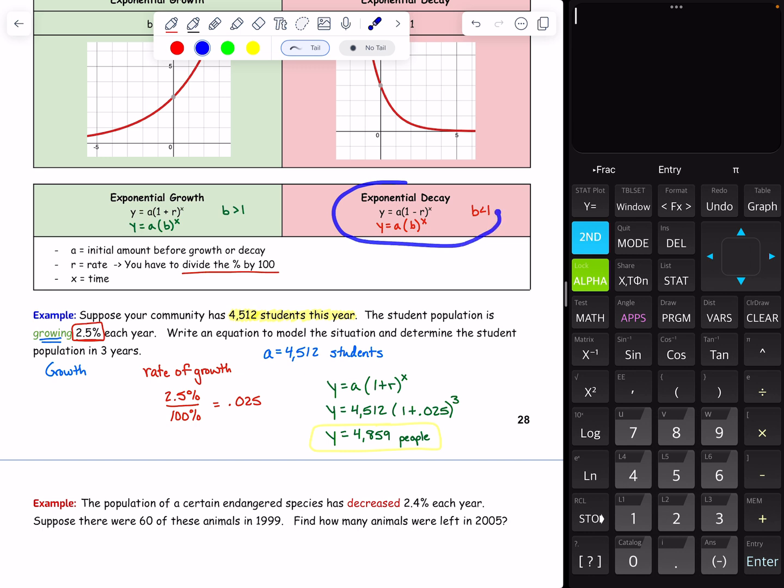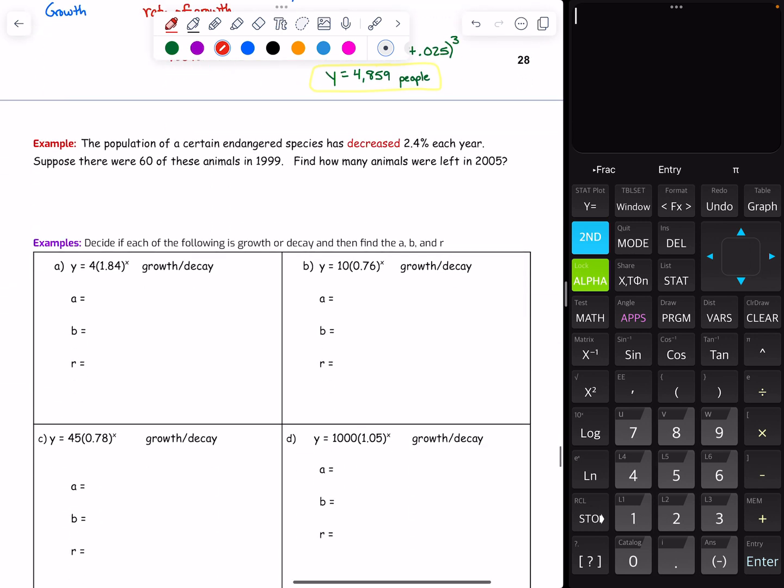We need this formula for decay. So y equals a, and then 1 minus the rate to the power of x, which is our time. So let's write out y equals a, 1 minus the rate to the power of x, which is time. I mean, we know that because it decreased. So it's decay. The rate was 2.4% this time.